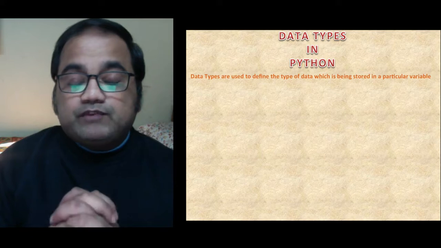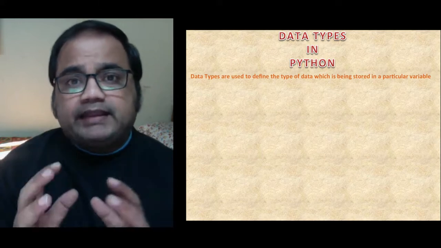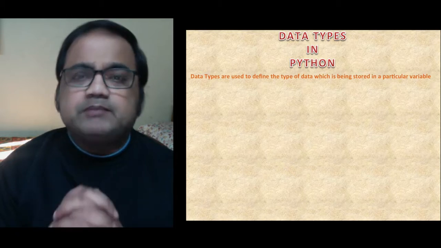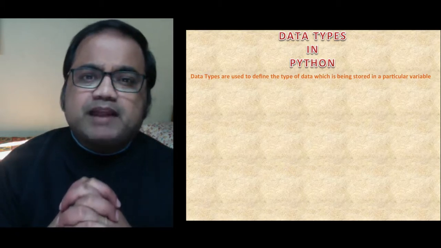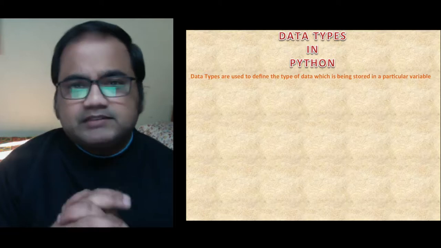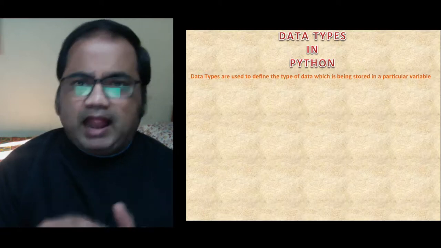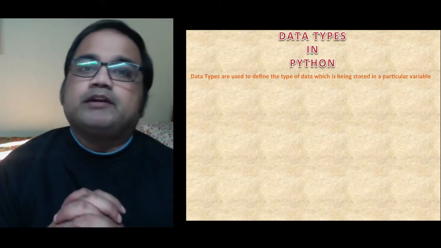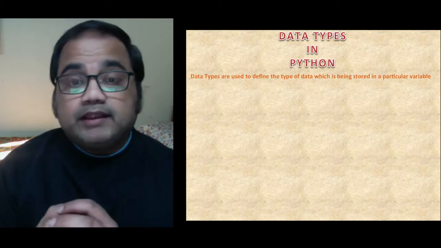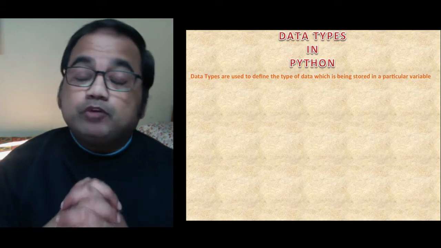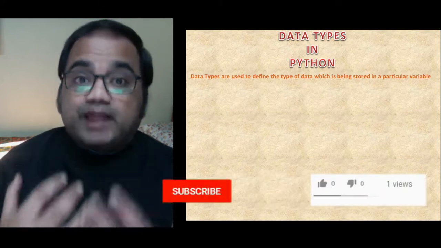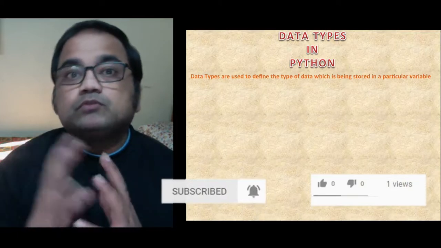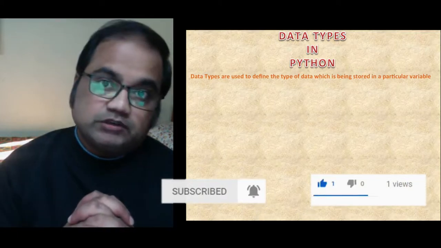Now, the very first thing, the categories of data types. How many categories are there of data types in Python? Generally in Python we divide the data types in two categories: mutable and immutable data types. Now, what are mutable and what are immutable data types? Mutable data types are those whose values can be changed, right? And the immutable data types are those whose values cannot be changed, right?